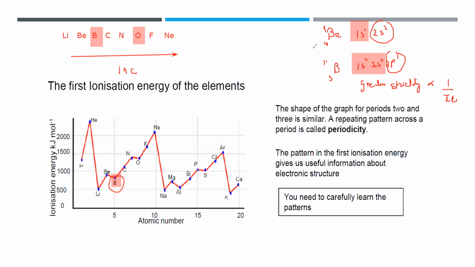So the reason why boron has a lower ionization energy than beryllium, even though it has more protons, is that boron has more inner shell orbital electrons, which results in a greater shielding effect and reduces the ionization energy. Is it clear why there's a gap between beryllium and boron? Is it clear, this idea?